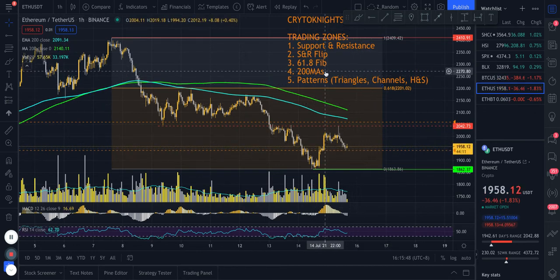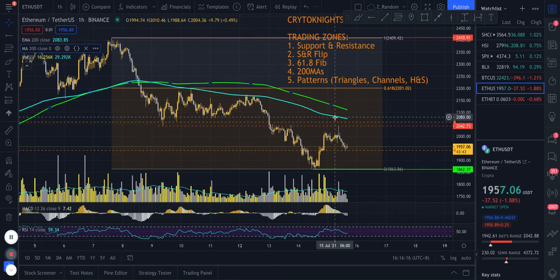The next thing I look for is the 200 moving averages. And for those of you who have been following my videos, 3 and 4 are the key things that make up the majority of my trades. Right, the majority of my trades are trading the 61.8 and the 200 MAs. So in this case, I have the blue line and the green line. The difference is that the green line is the 200 SMA, or the simple moving average, and the blue line is the EMA, the exponential moving average.